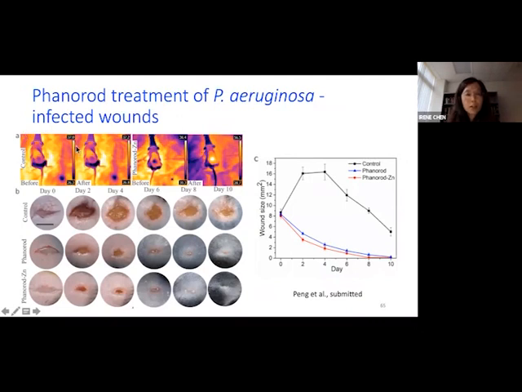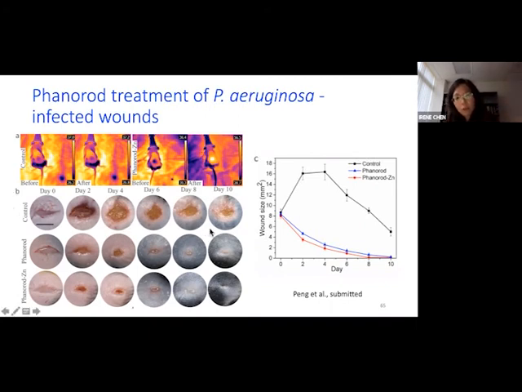So first, let's look at the top panel here, just illustrating that if you have a control, which is just PBS, if you irradiate PBS, there's no change in the temperature of the mouse. This is a thermal camera. But if you treat with the phage nanorods and you irradiate, then you see an increase in the temperature of the wound. And we optimize this so that the temperature is high enough to kill the bacteria, but doesn't leave a burn on the wound.